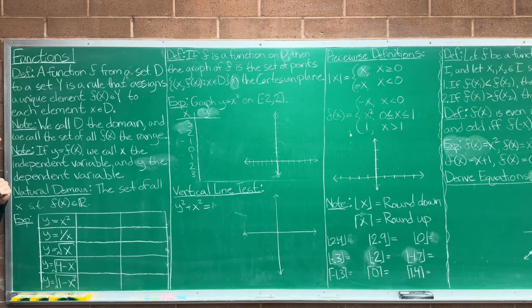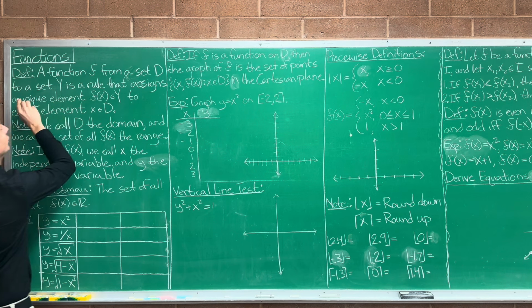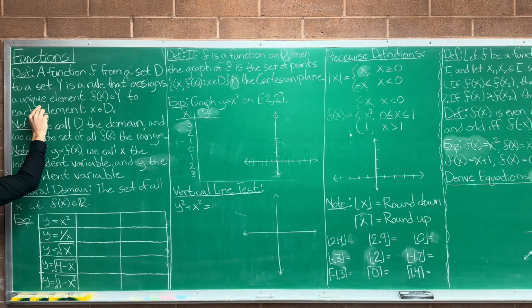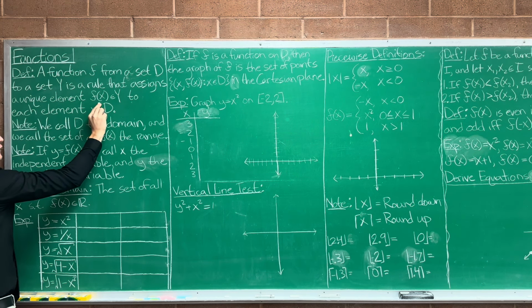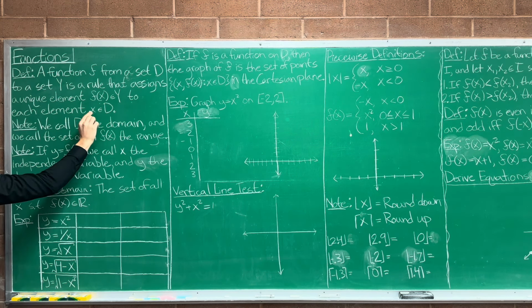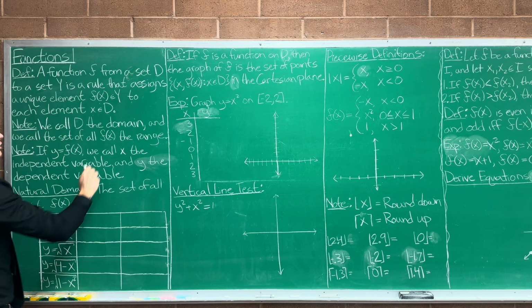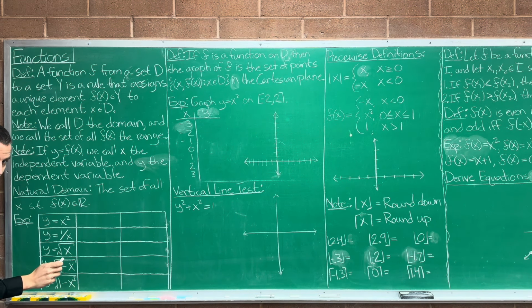So your book's definition. A function f from a set D to a set Y is a rule that assigns a unique element f of x in Y to each element x in D. We call D, that set, the domain, and we call the set of all your f of x's the range.